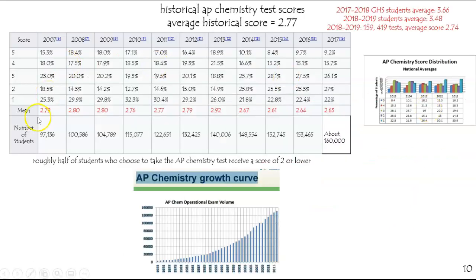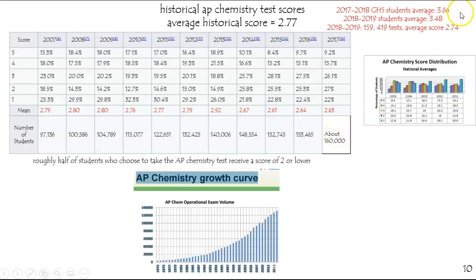So here's a look at some typical test scores. They have not varied much from about 2.6 to 2.8 over the years. In 2014, they redesigned the course, but the average did take a bit of a drop, but not too much overall. The number of students taking the course has increased dramatically. If we look at 1973 to 2013, it went up to about 140,000. We're now at about 160,000.